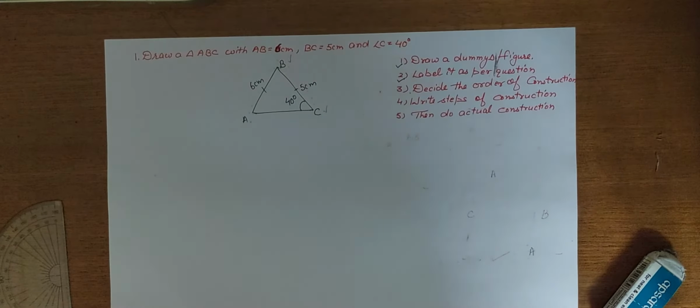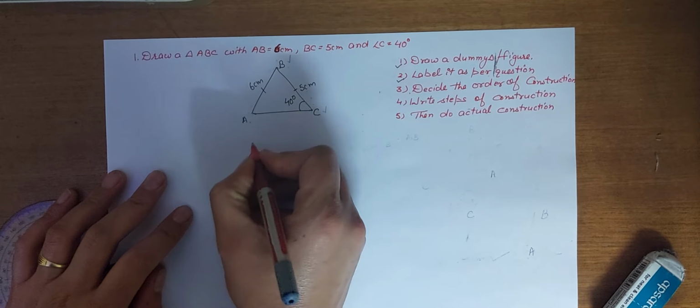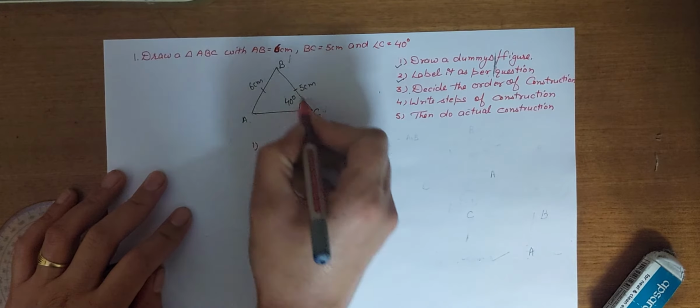That's done. So let's write down the steps of construction. So first of all, what are our steps of construction? We'll start with BC.